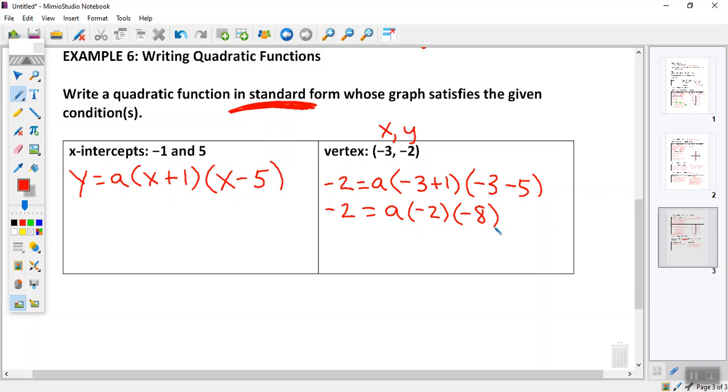Okay, that negative 2 and that negative 8, you agree that multiplies to positive 16? So, how would you get a alone? Okay, so negative 2 over 16. Does that reduce at all, kids? Yeah. Would it be positive 1/8 or negative 1/8? Negative. Okay, so let me show you what's going to happen here.